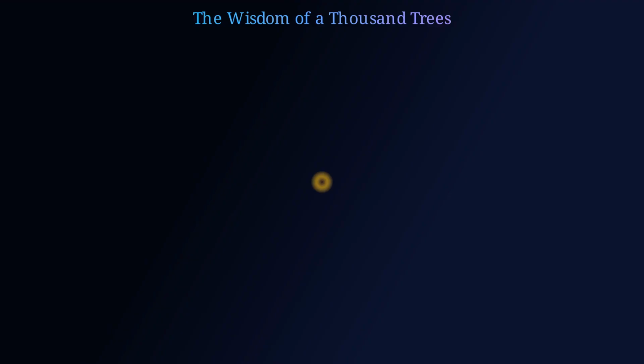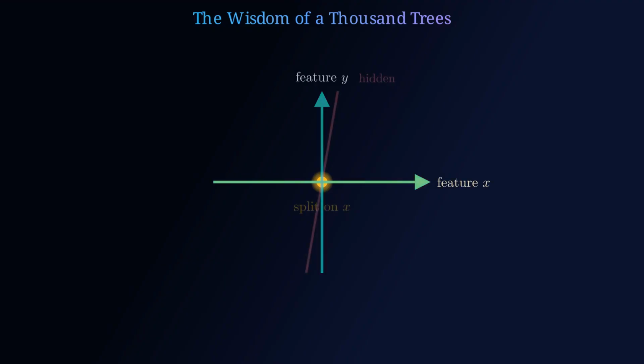The second trick is even more surprising. At every single split, when a tree is deciding which cut to make, we don't let it consider all the features. In our two-dimensional world, that means at each split we might restrict it to only the horizontal axis, or only the vertical axis. We hide options on purpose.